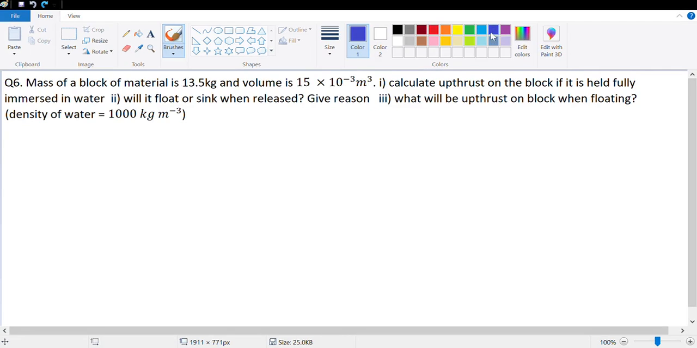Let's look at the next question. The next question we do is question number 6. Before we start, let's quickly revise the formula that we need to use in this exercise.